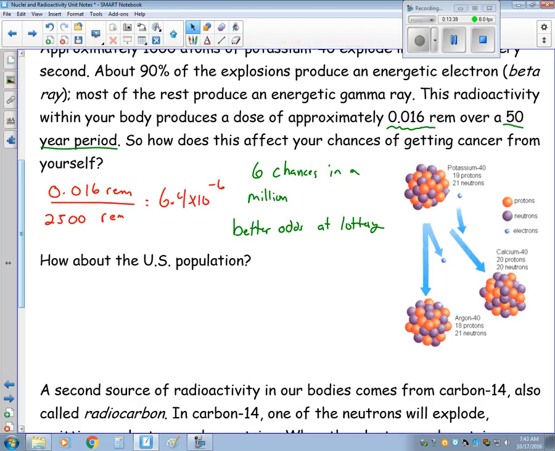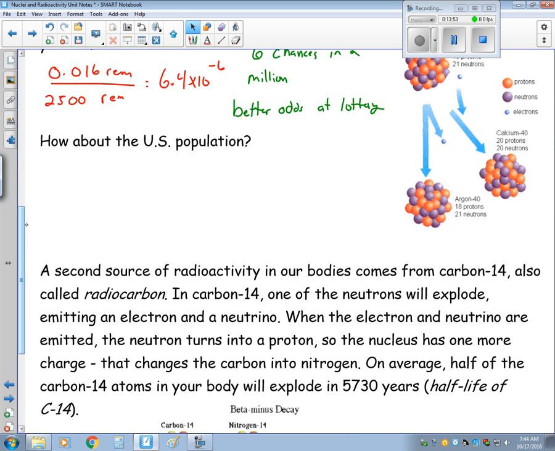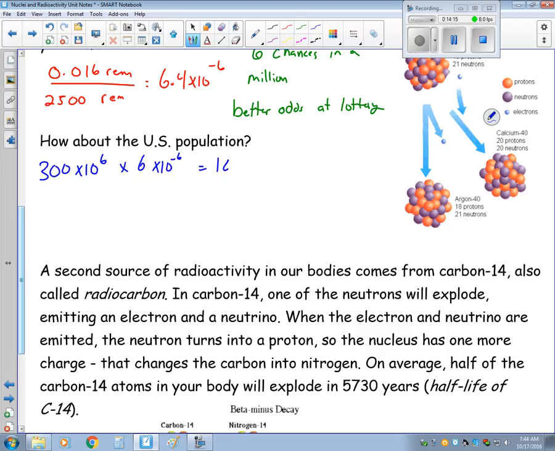So even though you are radioactive, the radioactivity does not influence how much your chances of getting cancer. So how about the U.S. population as a whole? There are 300 million people in the U.S. So if I take those chances, the 6 point, or might as well round it to 6 times 10 to the negative 6, that equals 1,800 people.